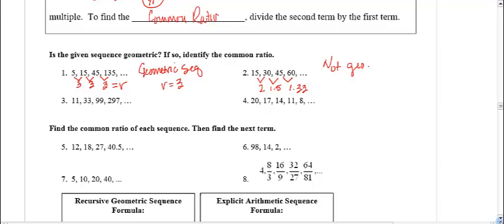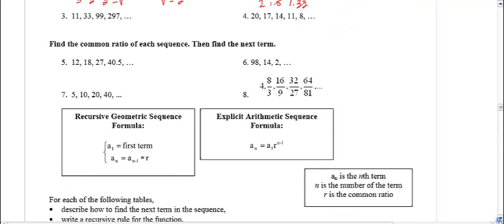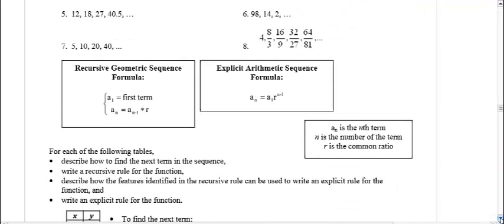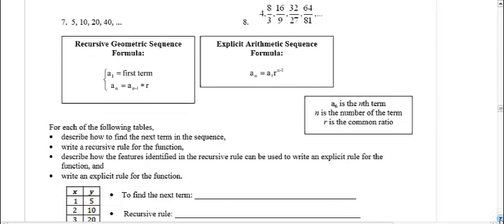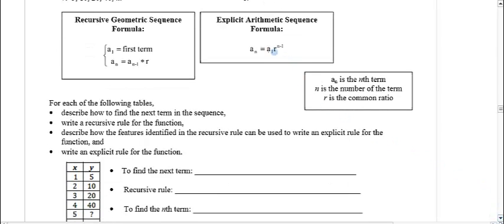Okay? So the next two examples are pretty much the same thing, except they have you find the next term. I don't think we need to spend any time there, because I think we're okay with multiplying by whatever the geometric ratio is to find the next one.